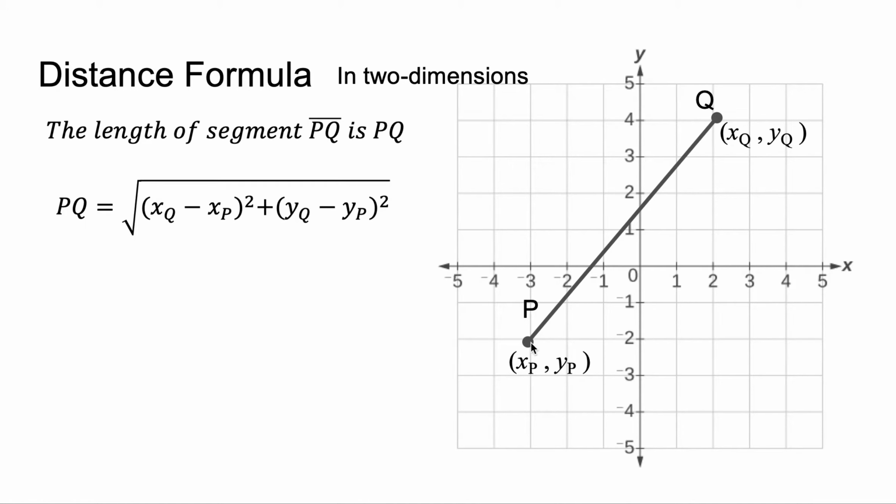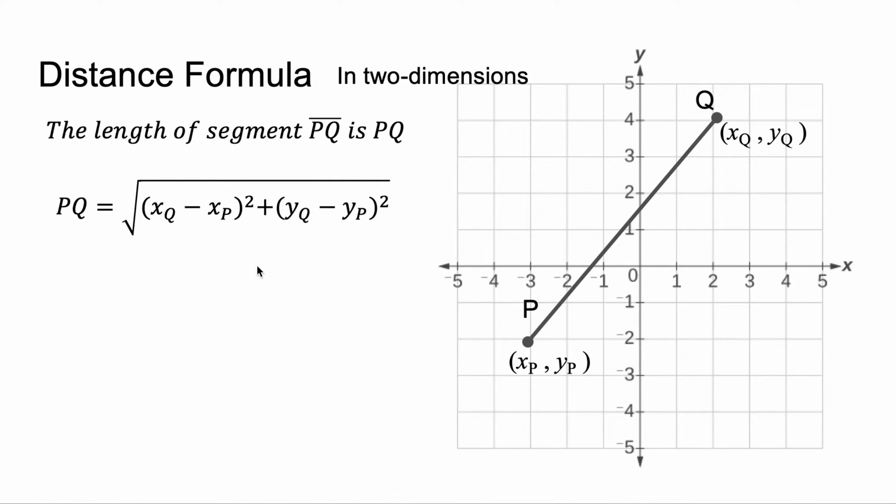Moving into 2 dimensions, you'll see that instead of absolute value, we've got squared and square rooted, the square root of the square, same as absolute value. So here we've got the difference in the x's squared plus the difference in the y's squared. Take the square root of that, you get the length.